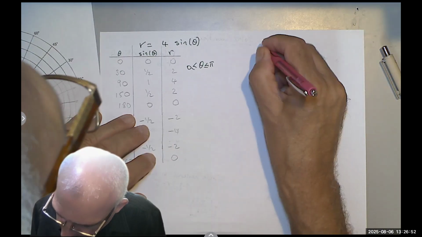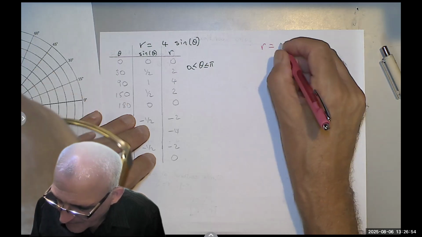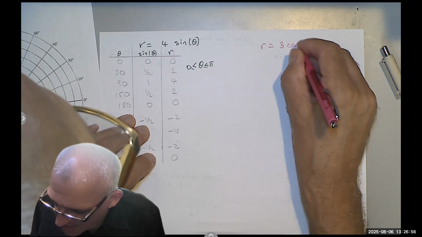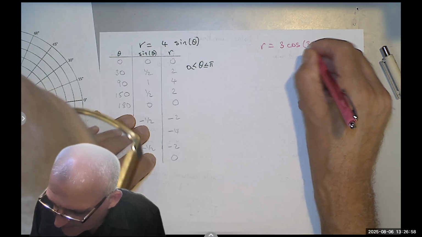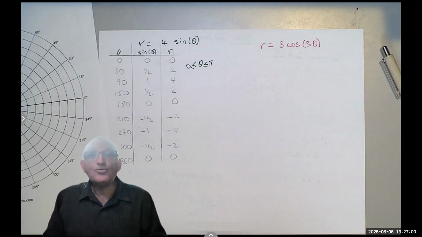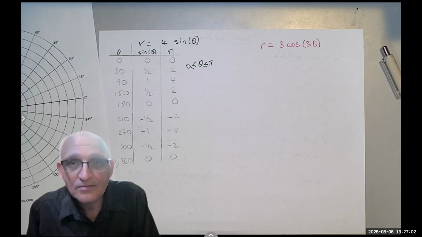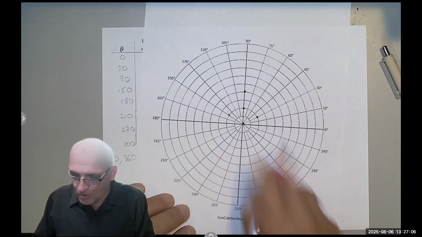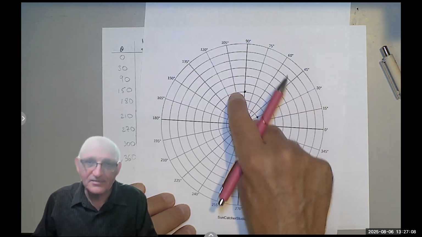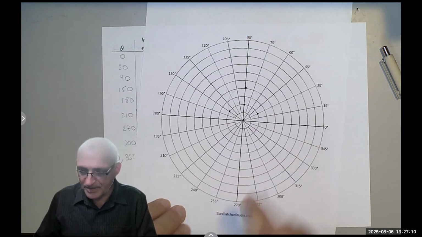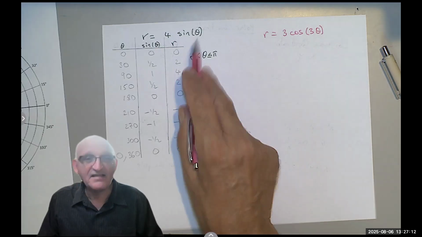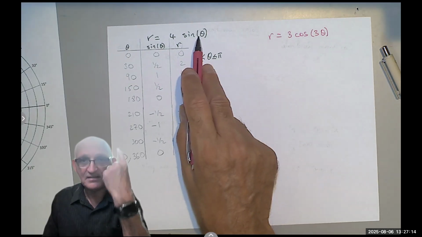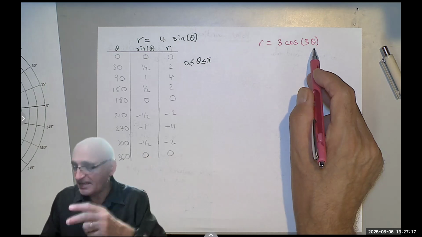r equals 3 cosine 3 theta. That will give me a rose. In fact, you can think of the circle as a rose with a single petal. All the rest fell out because it's r equals sine theta. Theta meaning one petal. 3 theta meaning 3 petals.